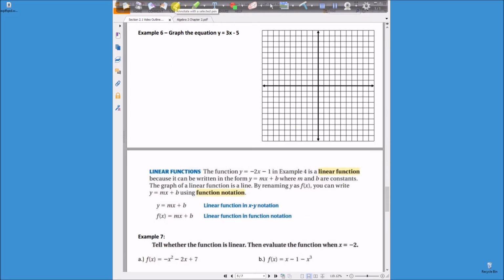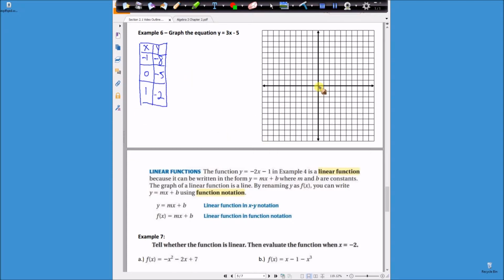Same thing. They want you to make a table of values. Again, I think you know how to do that. I'll go ahead and be a bit faster about this one, since I'm assuming that you are fairly experienced at doing this. Alright, so I'll just pick negative 1, 0, 1 again. And I've already done this, so if you do all the substitutions, which I'm sure you can do, you get negative 8, negative 5, and negative 2. Okay, so that's your table of values.